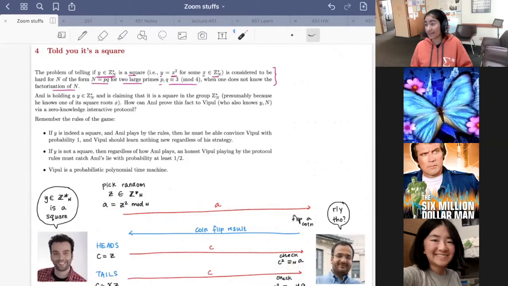And in the case that it's tails, well, I do the same thing. I know what the square of that number is, it's a, and I can send over my original x, and I don't have to worry about you being able to find that x because I've multiplied it by a random number.